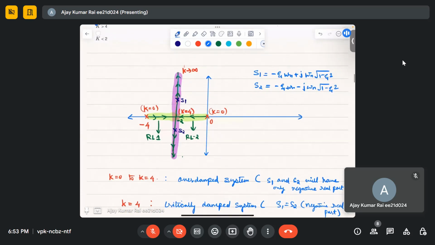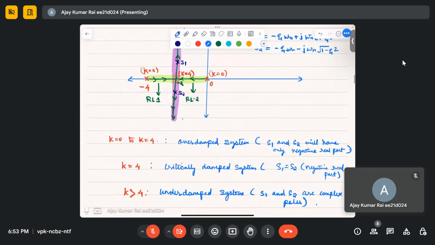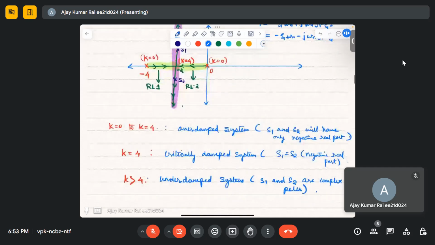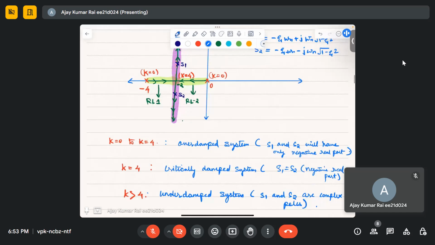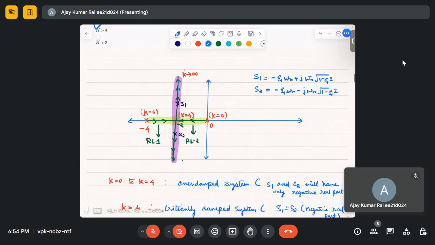I have drawn the root locus also, and you can check the three cases from here: k from 0 to 4, overdamped system; k equal to 4, critically damped system; k greater than 4, you will have an underdamped system where S1 and S2 are complex poles. This we have studied. Go back to your previous notes and just check this. What are the poles for a second order system for the underdamped case? So you'll have this. Any doubt?